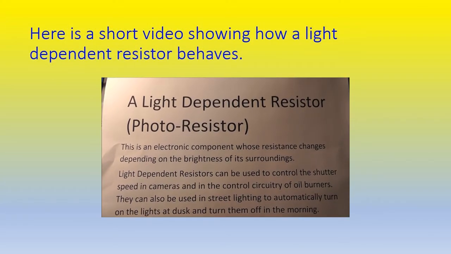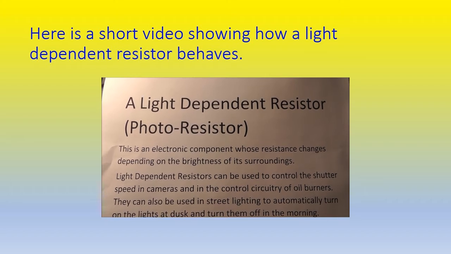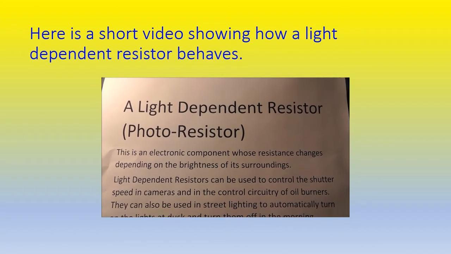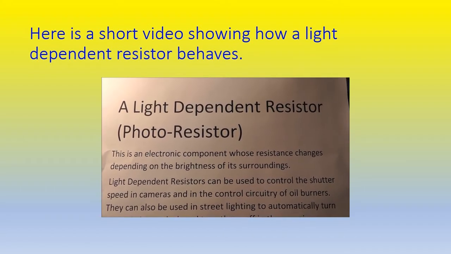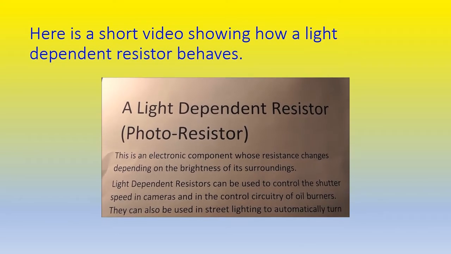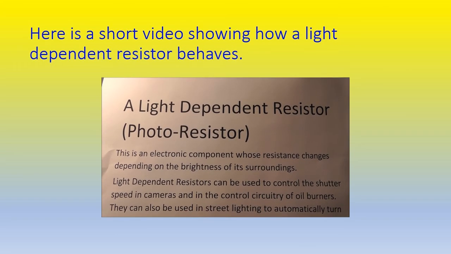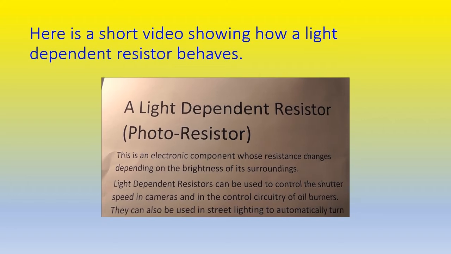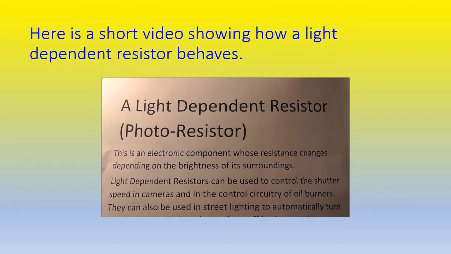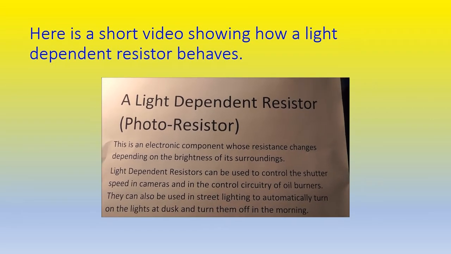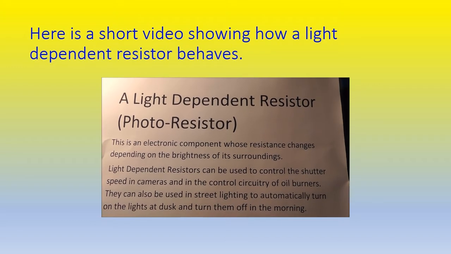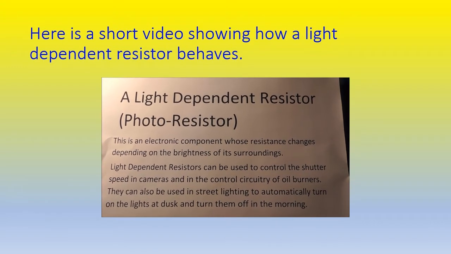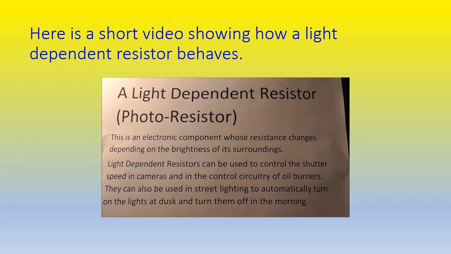On the physics course, we also study light-dependent resistors. These are sometimes called photoresistors or cadmium sulfide cells. They are electronic components whose resistance changes depending on the brightness of its surroundings. They can be used to control the shutter speed in cameras and also in the control circuitry of oil burners.